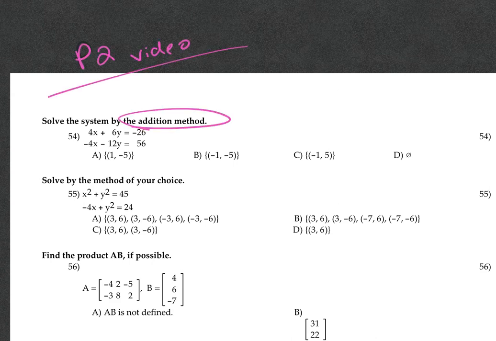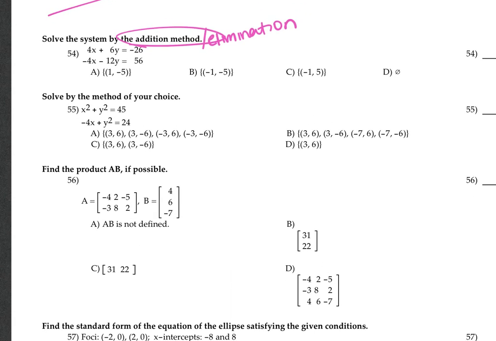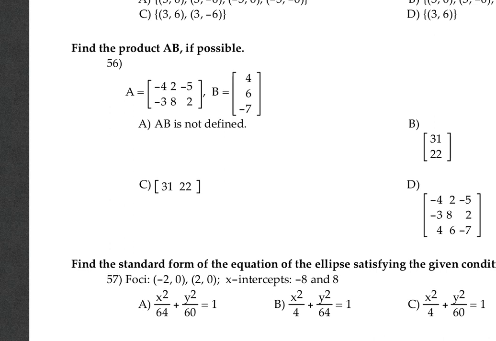It continues with elimination or addition, because those mean the same thing. 55 says a method of your choice. So you can either use substitution or elimination. I obviously wouldn't recommend graphing because you won't have graph paper. And then you get into the matrices. Within the matrices, you could see addition, you could see multiplication, you could see subtraction.